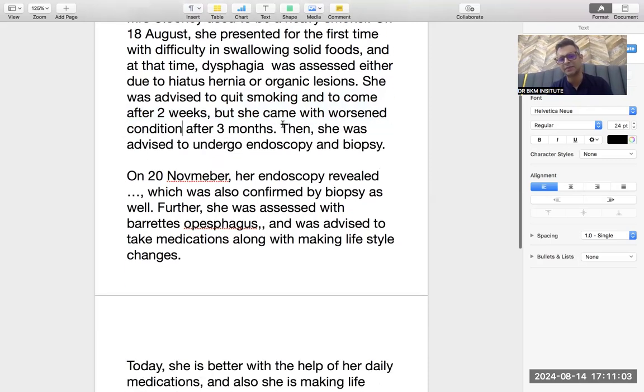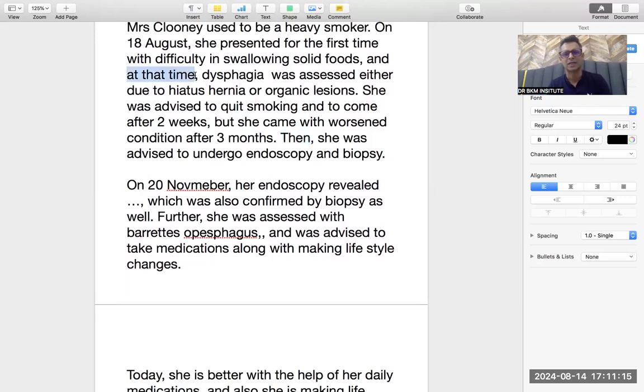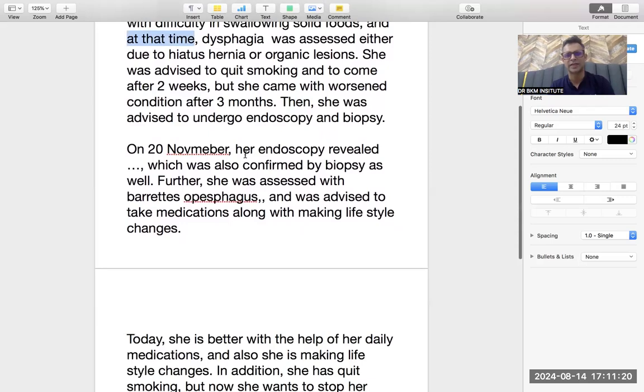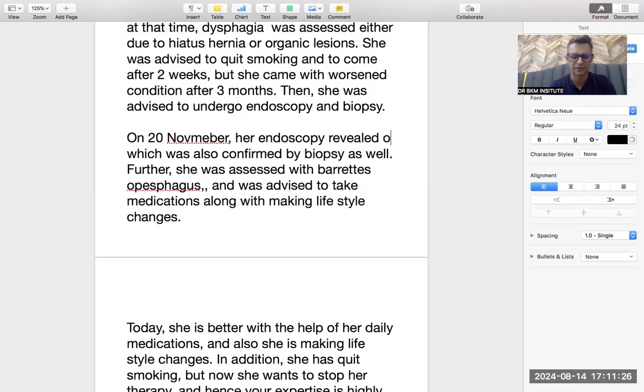Then she was advised. Then means after that. After that, I cannot write again, and you can also use after that. Now means now, then means then at that time. Then is equal to at that time. Then she was advised to undergo biopsy. On 20th November, her biopsy revealed esophagitis or hernia or whatever was given.